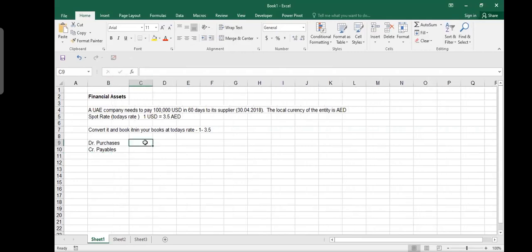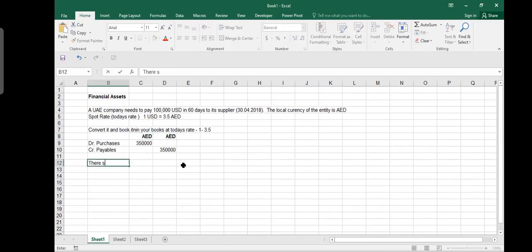And then how much is it? $100,000 multiplied by 3.5. You record it as 350,000 AEDs here. And by the way, we are going to discuss your foreign exchange standard also. They are very much related. I book this liability in my books. It's my liability as of today, and I know that I need to pay in 60 days.